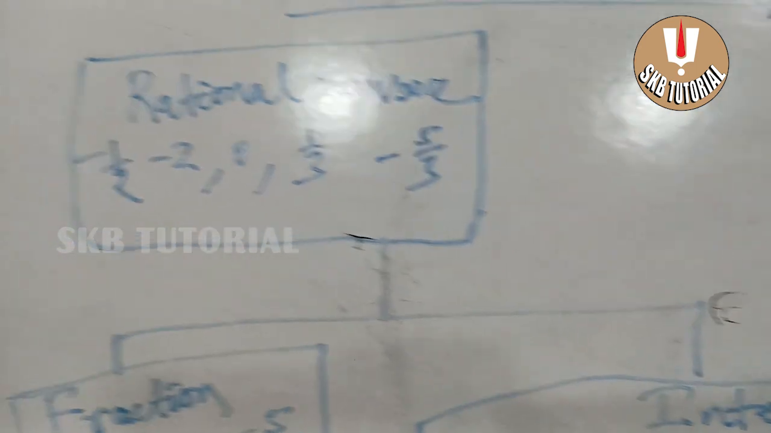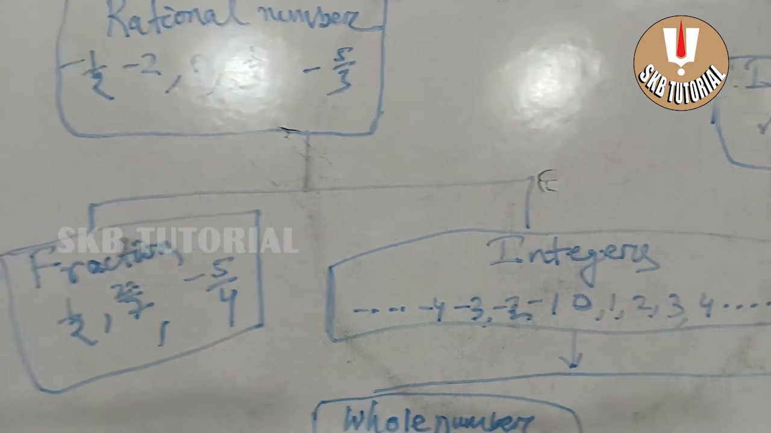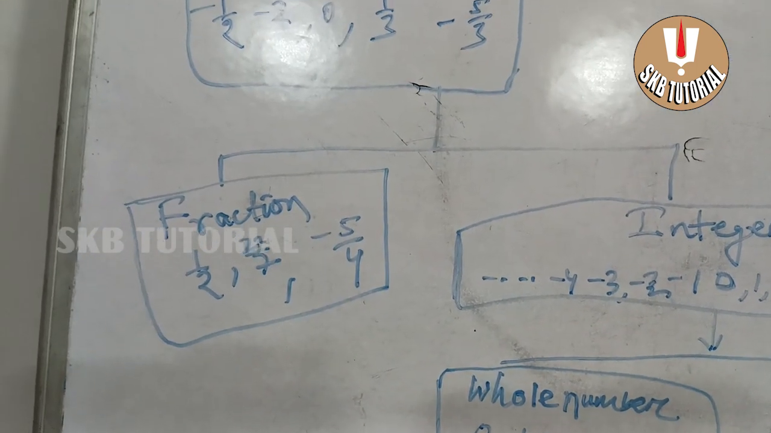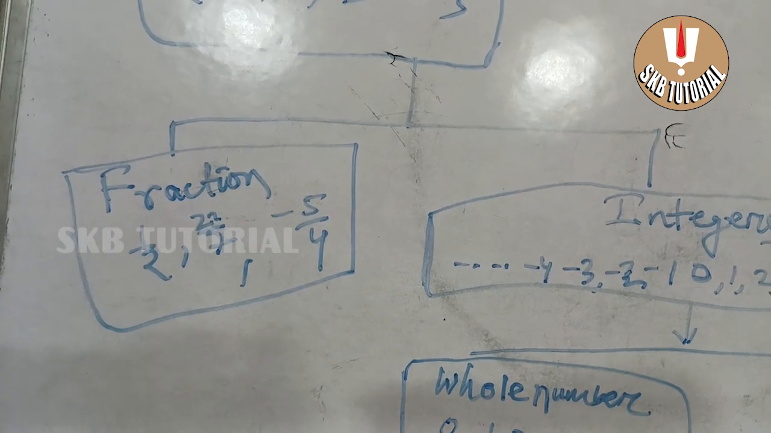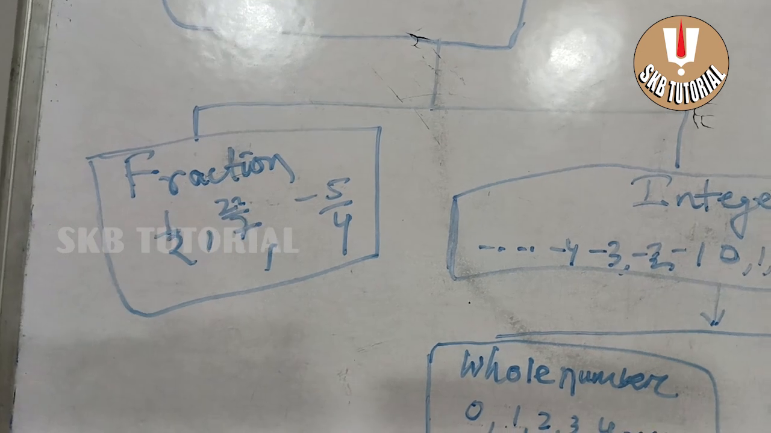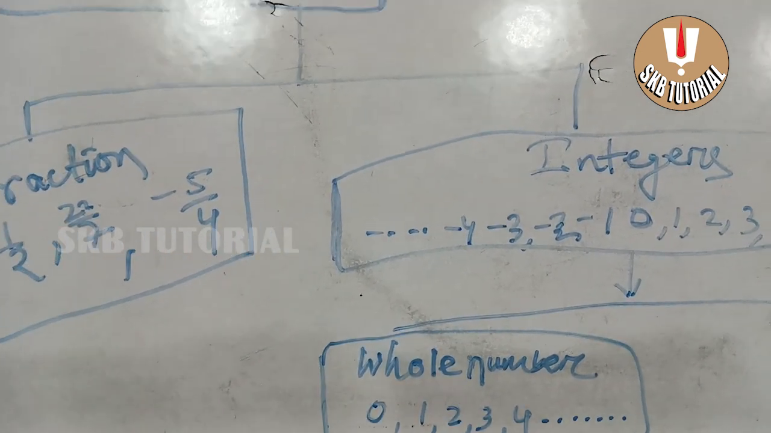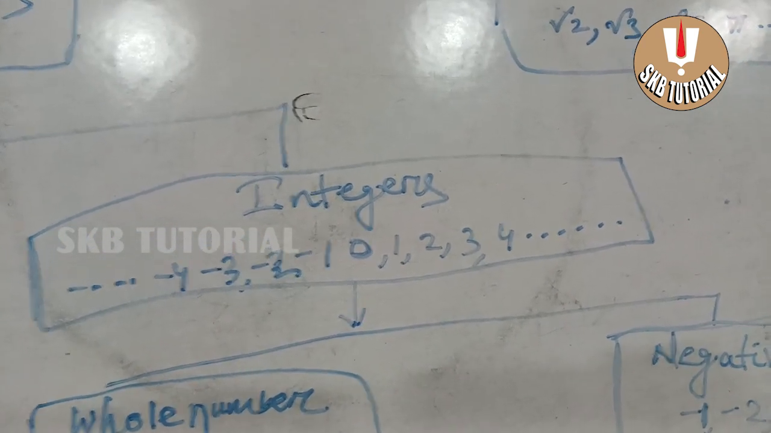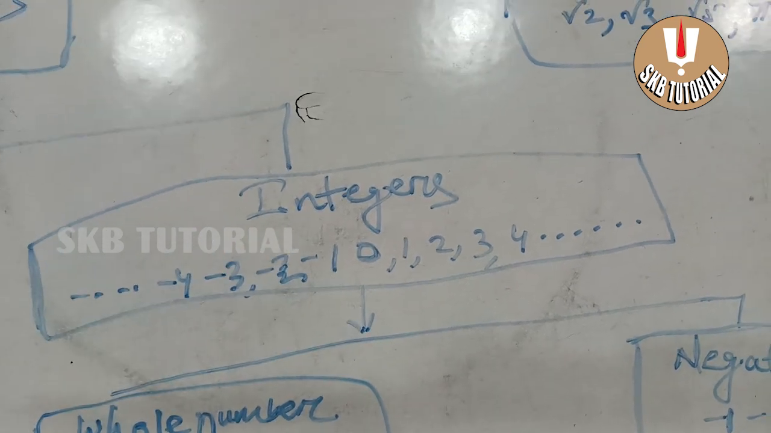Next, the rational numbers are classified into two groups. One is fractions and the other is integers. A fraction can be expressed in the form of p by q, that is numerator and denominator form: 1 by 2, 22 by 7, minus 4 by 5 and so on. And integers, all negative and positive numbers along with 0, come under integers.